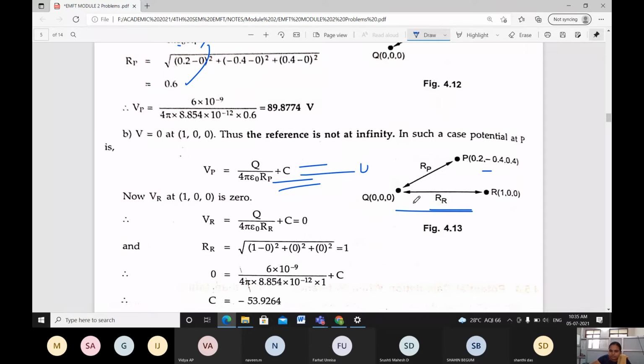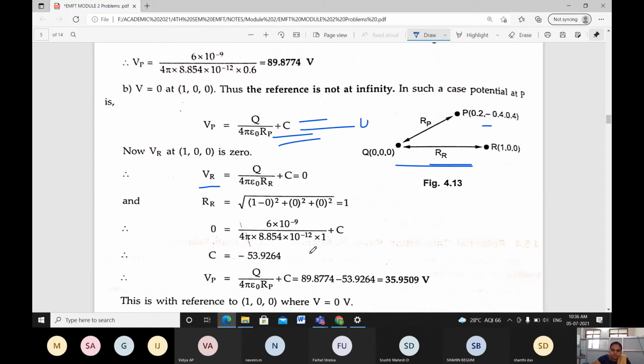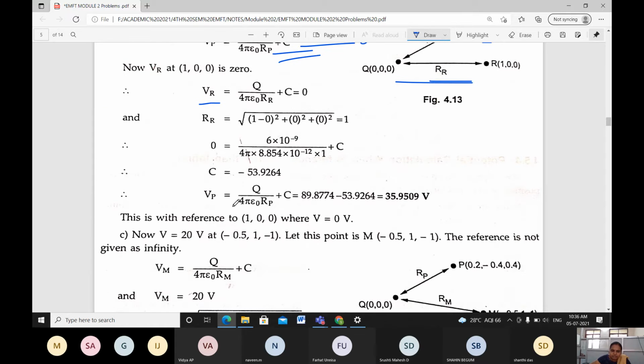What is the distance between these points? Directly we can write 1 minus 0, 0 and 0, so it is 1. Substituting, Vr is already given as 0. Therefore 0 equals the Q value 6 times 10 raised to minus 9, divided by 4 pi epsilon naught, 8.854 times 10 raised to minus 12, times the distance 1, plus the constant C. Calculating, C equals minus 53.9264.